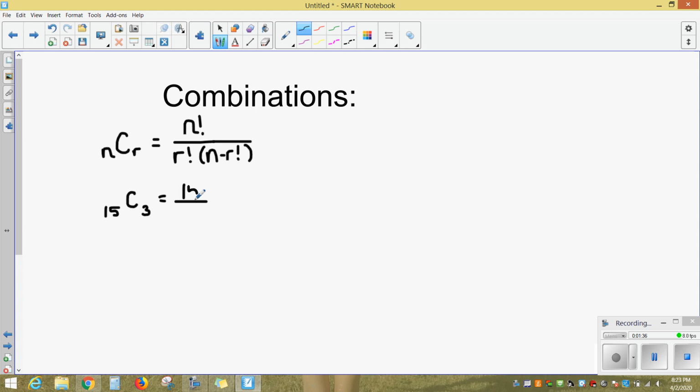So on the top, I'm going to have 15 factorial. On the bottom, I'm going to have 3 factorial, but I'm also going to have 15 minus 3, which is 12 factorial. The 2 numbers on the bottom should add up to the number on the top.